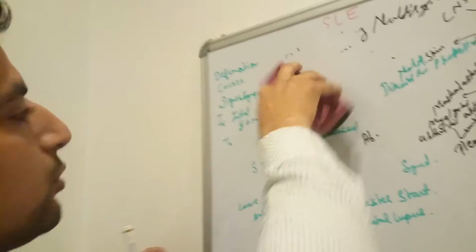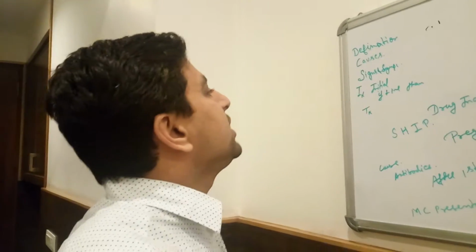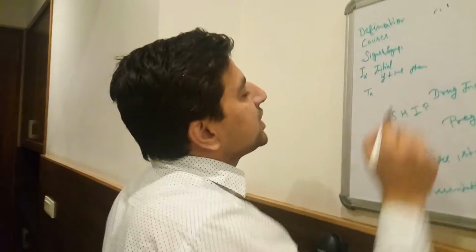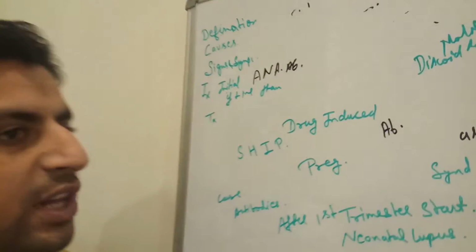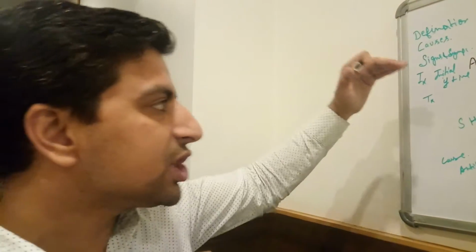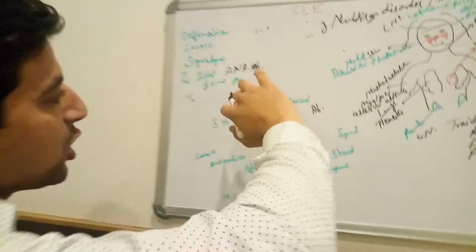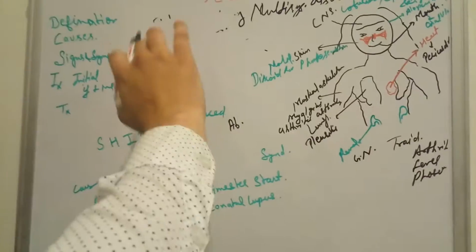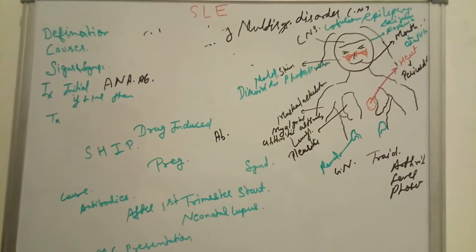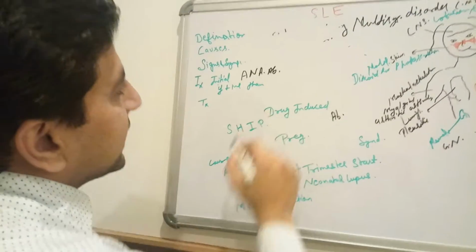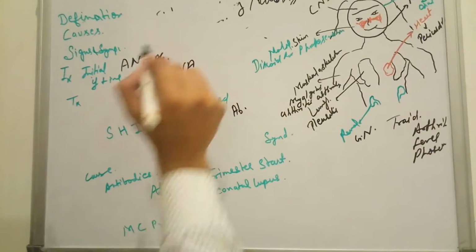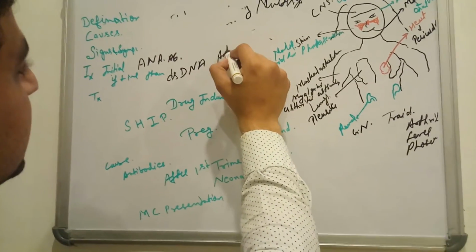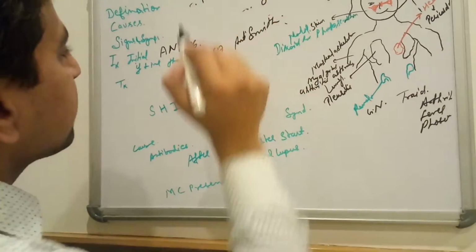Okay. Then we are going to know about the investigation. We already discussed signs and symptoms, but now initially investigations. We need to go for ANA, antinuclear antibody, the most common initial test. If this one is positive, then we go for highly specific antibodies that confirm the diagnosis, like dsDNA antibodies. Another one is anti-Smith antibodies. This is the most specific one.